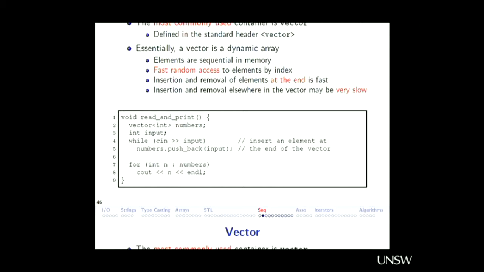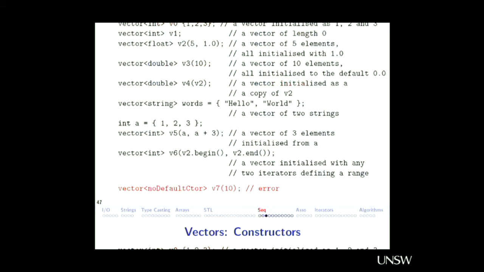And so you've got some code there. Again, that should have std:: on the front of vector and std:: on cout in line. But vectors are generally pretty fast, except if you want to insert and delete stuff from the middle. Here are all the constructors for a vector. And there are a lot of constructors.